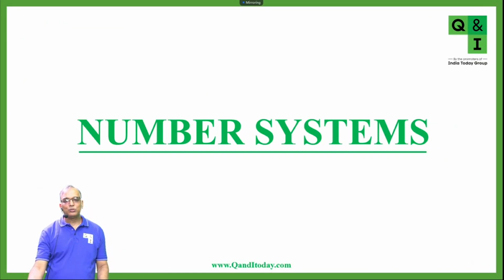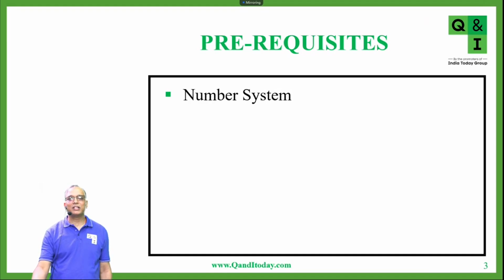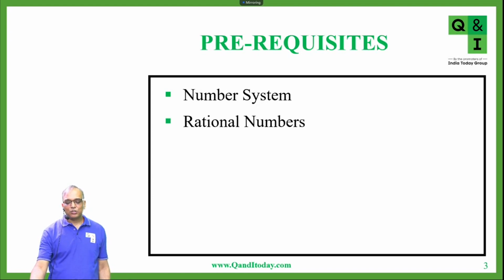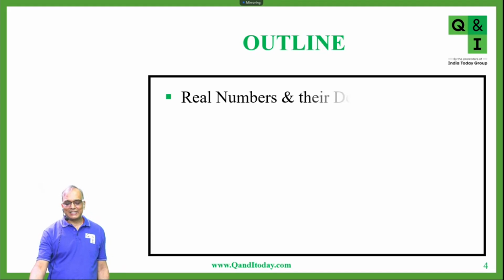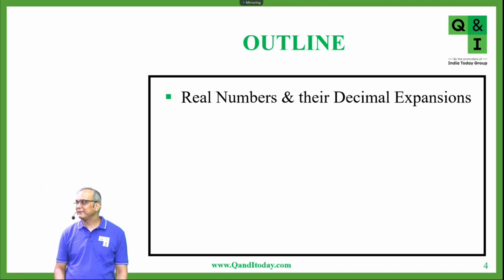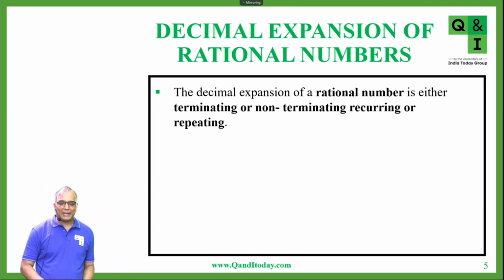So as I said, we'll do this chapter, number system, today in the class. And the prerequisite for today's class is that you should know about the number system. That is natural numbers, whole numbers, rational numbers, irrational numbers, and real numbers. So specifically, you should know about rational numbers and irrational numbers and the properties of rational and irrational numbers. In today's class, as I discussed, we'll discuss real numbers and their decimal expansion. Okay. So decimal expansion of rational numbers.